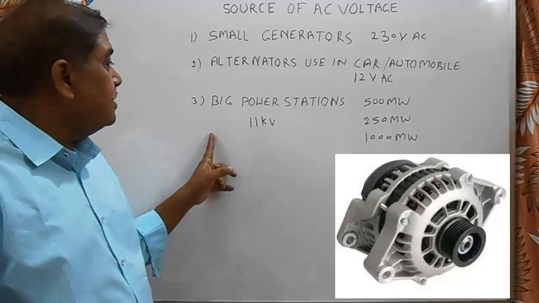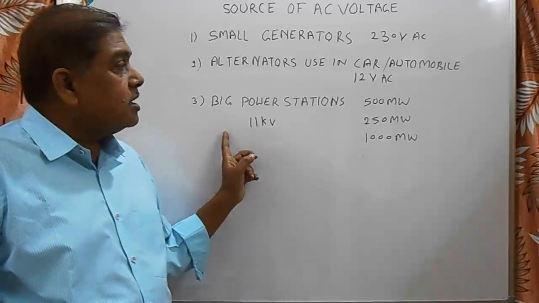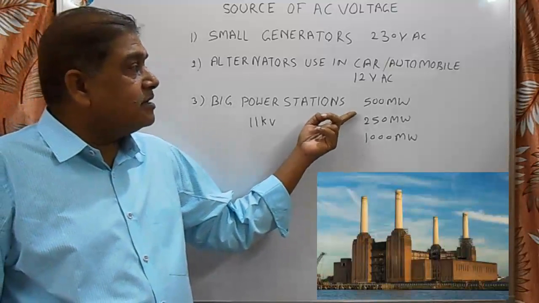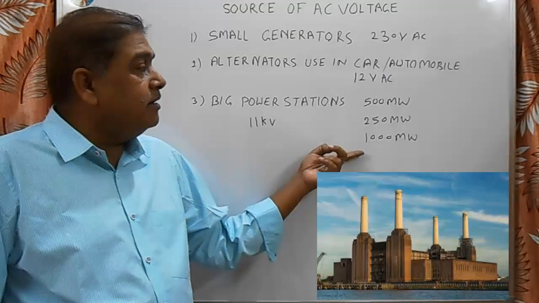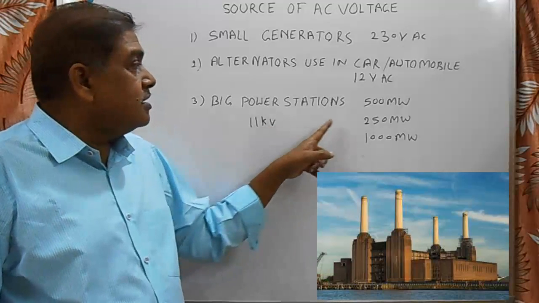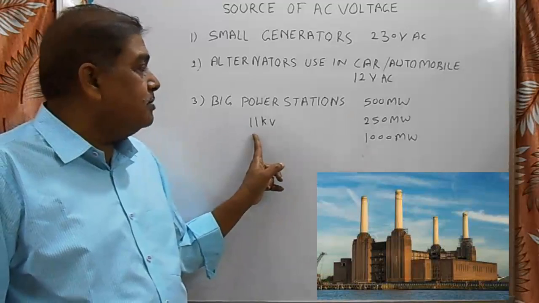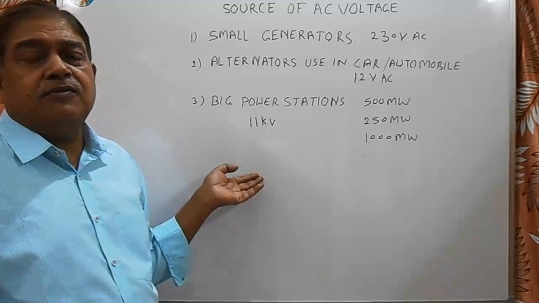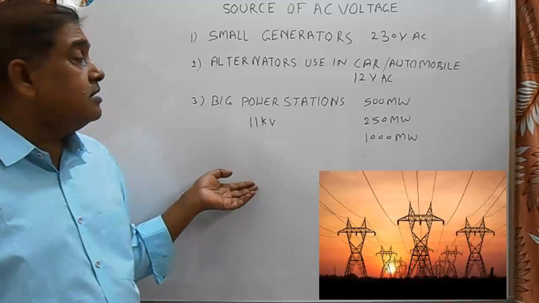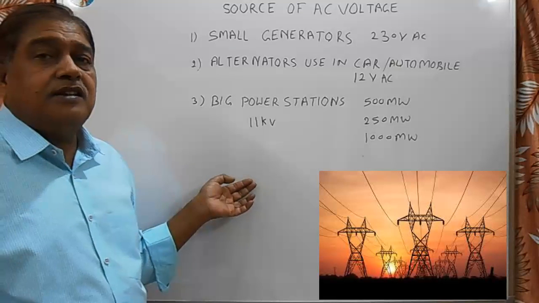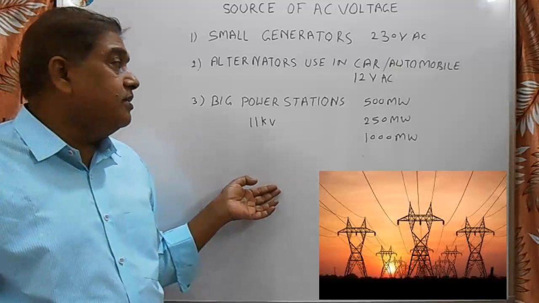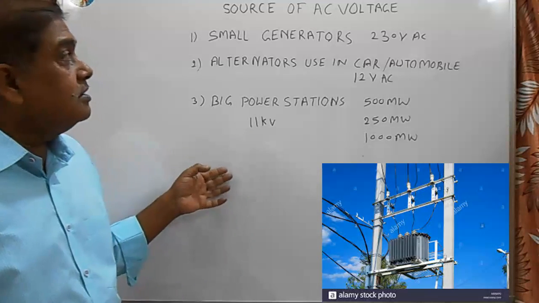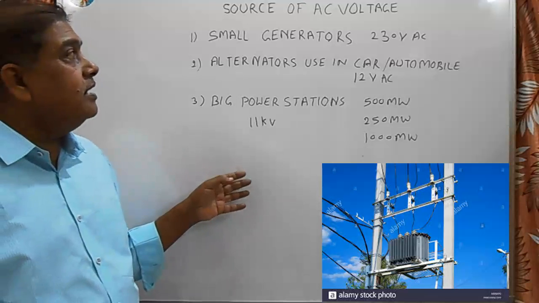Then the main source of AC supply is big power stations, thermal power plants and nuclear power plants. They have very big capacity alternators, 500 megawatt, 250 megawatt and 1000 megawatt, etc. These alternators produce voltage at 11 kV. This voltage is then stepped up to 400 kV or 220 kV, and then goes to different cities. There it is stepped down, and then they give 230 volt and 400 volt supply for domestic purposes. So this is the basic idea of how we get AC voltage.